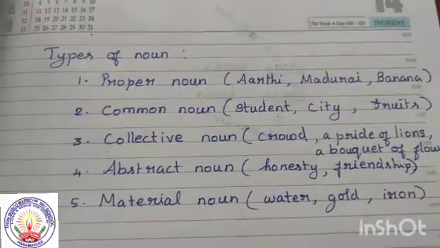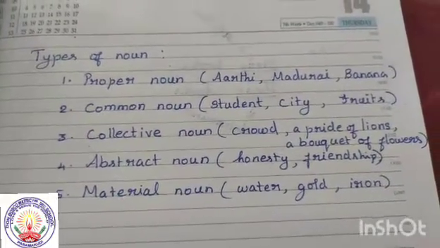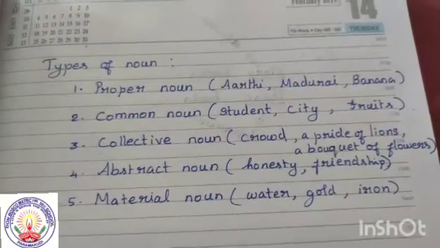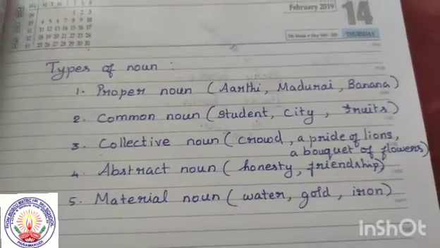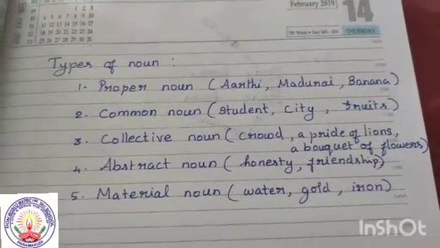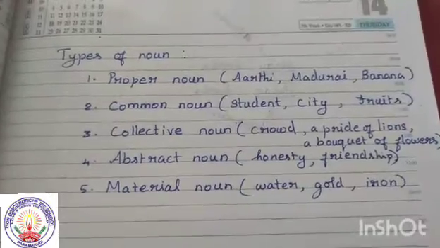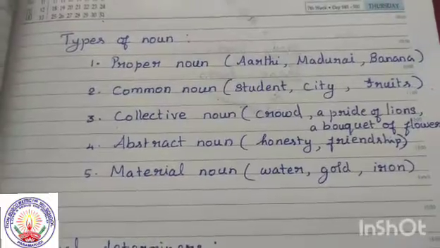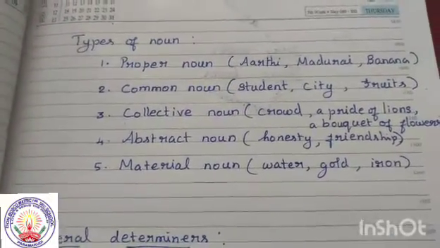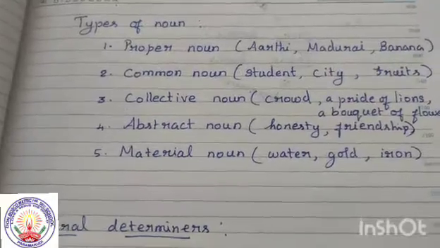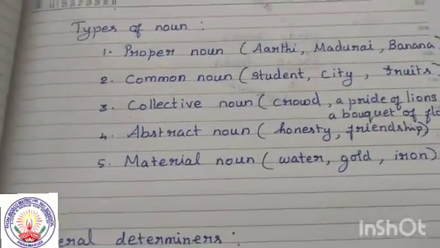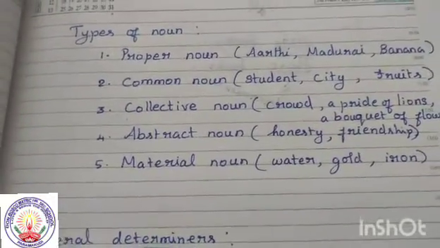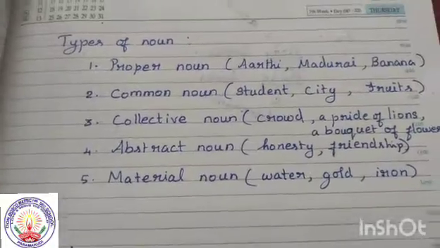Okay, then material noun. What is material noun? It is the name of a material. For example, water is a material. We use water as an ingredient for cooking or building something. So this is the material. Then gold. Using gold we can make ornaments. And iron is also used as a material. So these are the material nouns.